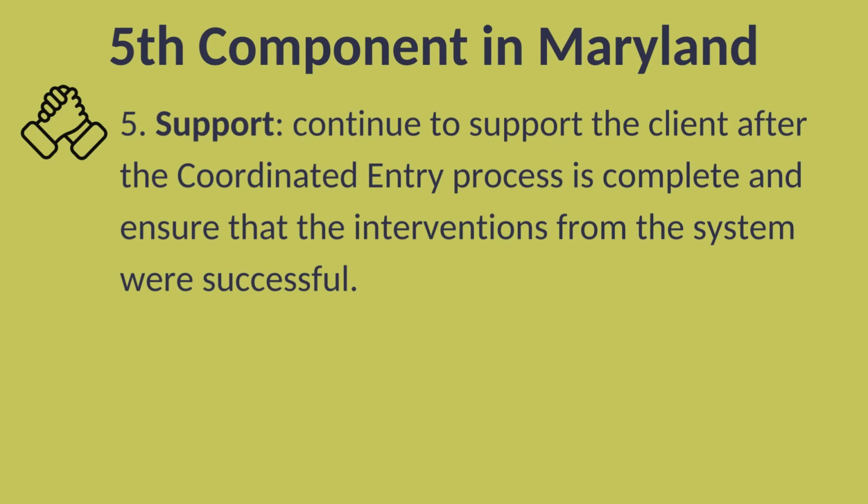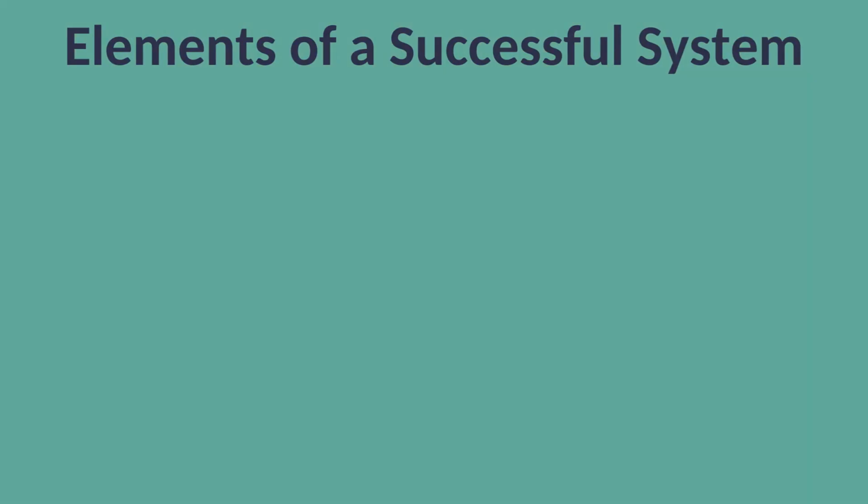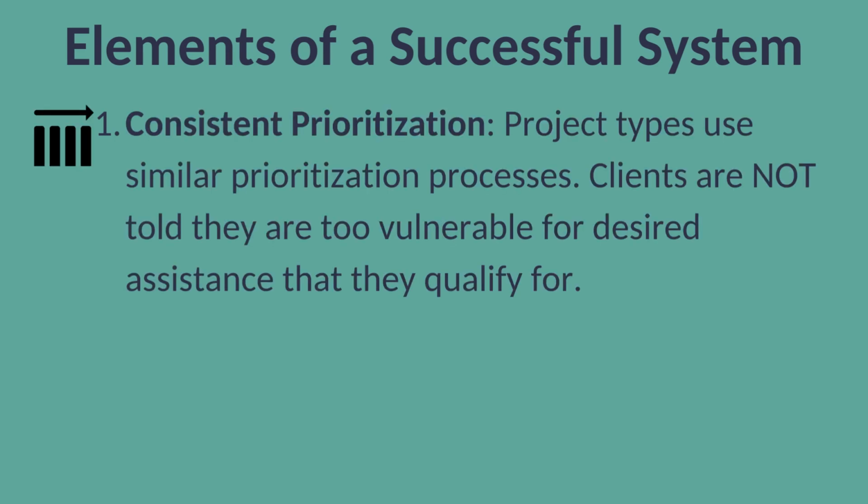In addition to the 4 core federal components and the 5 core components that we use in the state of Maryland, there are some other elements of an effective coordinated entry system that will be essential to the program's success. This list is an excerpt from a publication by HUD in 2015 called the Coordinated Entry Policy Brief. The first element of a good coordinated entry system is that it uses a similar prioritization process for all project types. An effective coordinated entry process ensures that people with the greatest needs receive priority for any type of housing and homeless assistance available in the CoC. That includes permanent supportive housing, rapid rehousing, and other interventions.